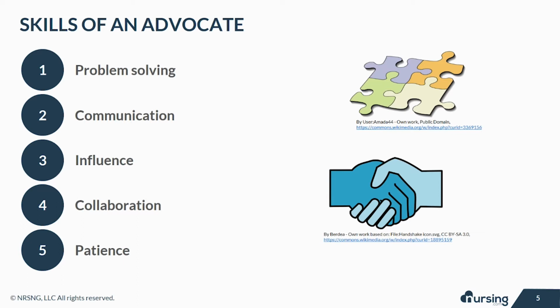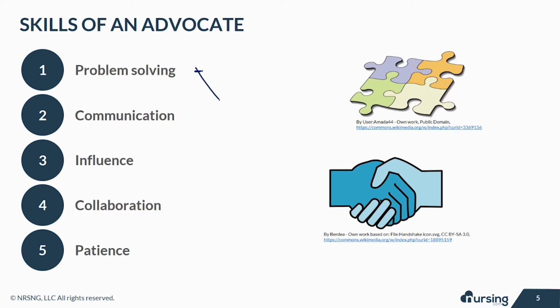So, what skills does it take to be an effective advocate? Well, first off, you need to have good problem solving skills. What this means is that you have the ability to identify an issue and develop a plan and strategy to correct that issue. Now, most people have this ability, but they tend to rely on someone else to get that ball rolling. So, I want you guys to understand that in advocacy, sometimes you have to step up and be that change agent.